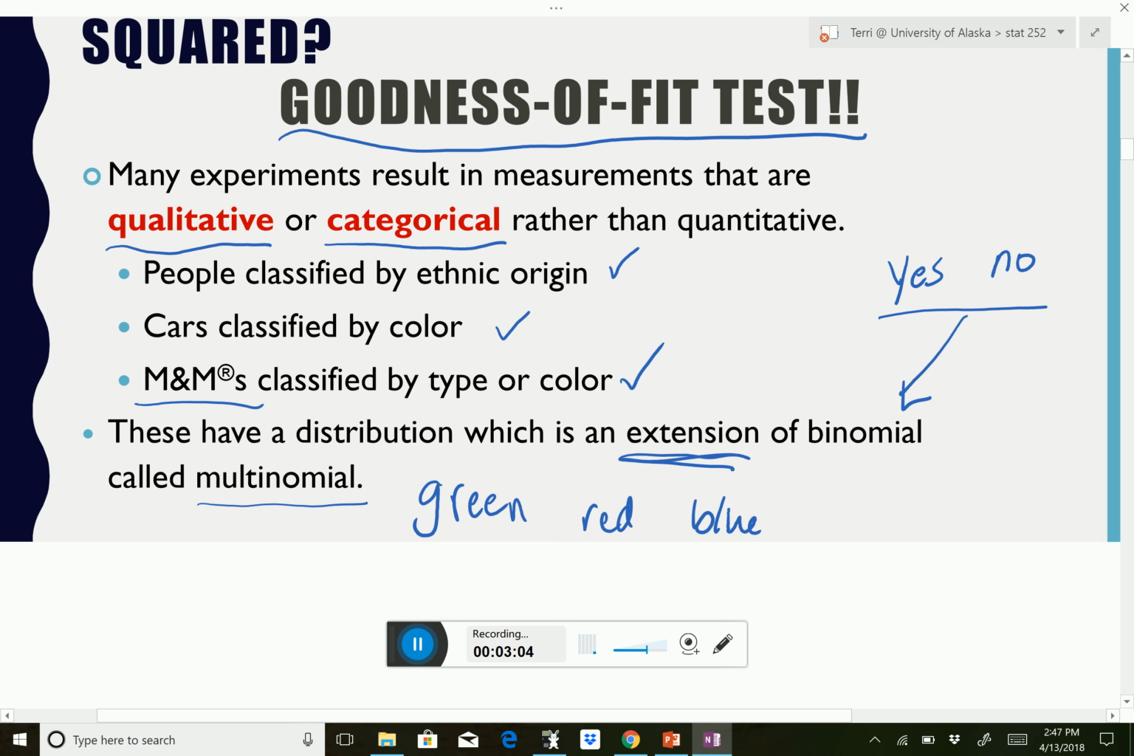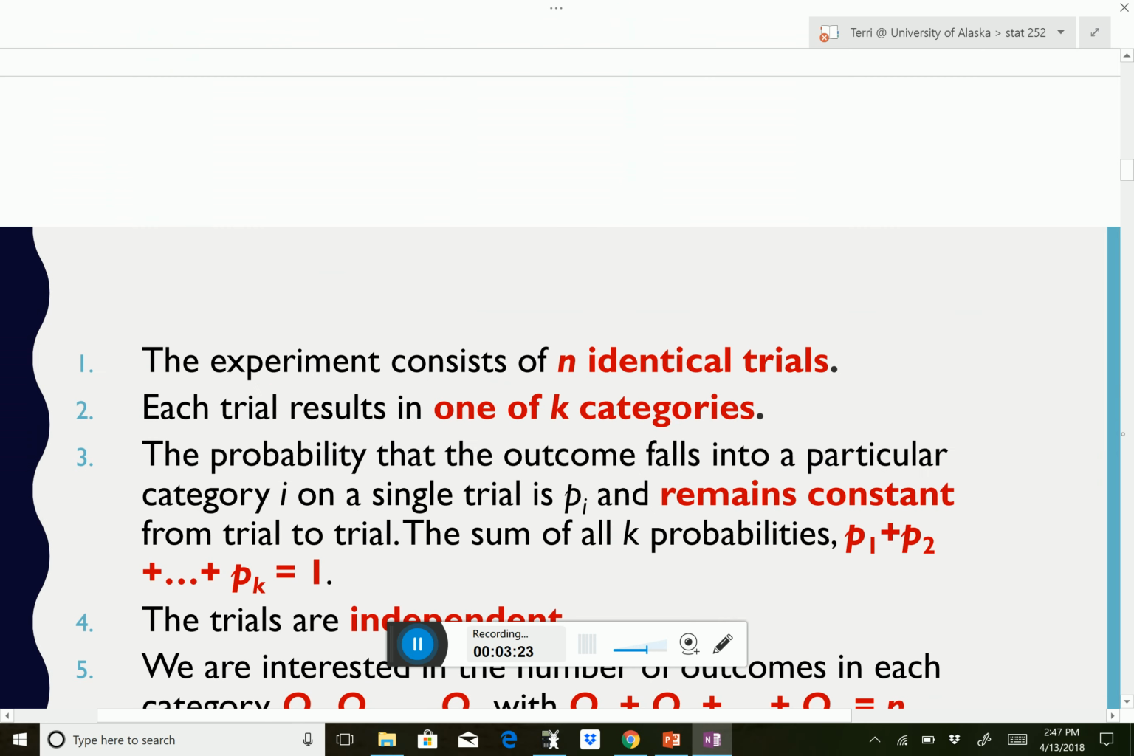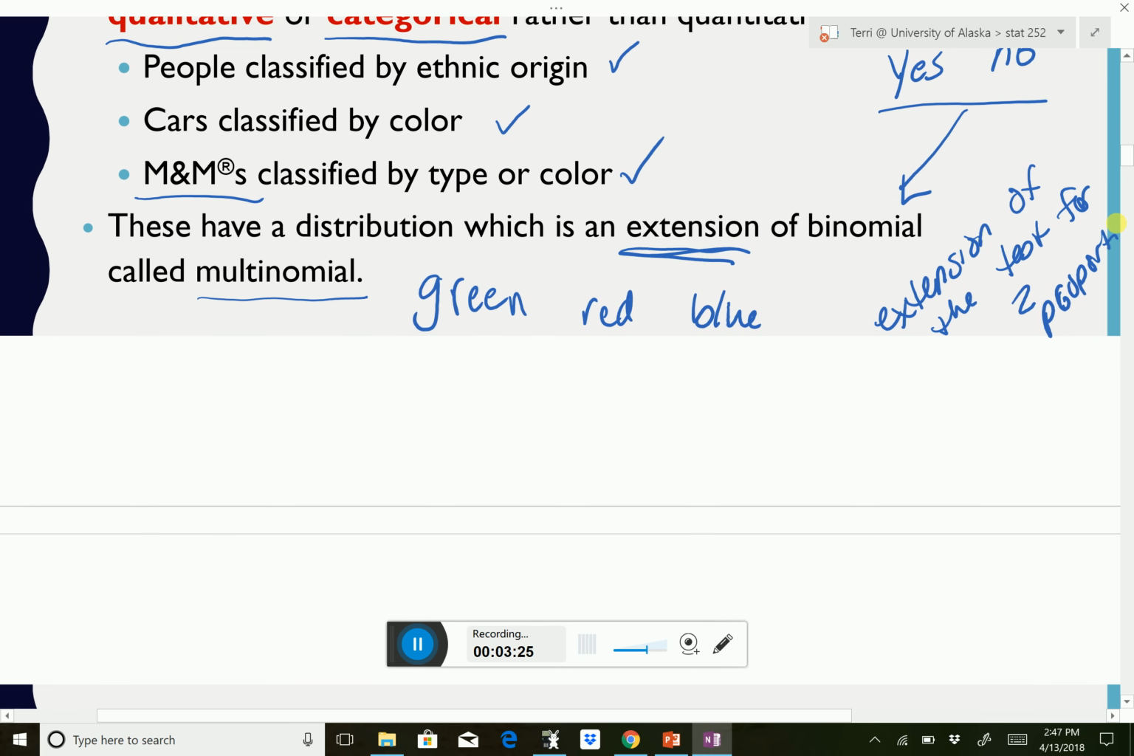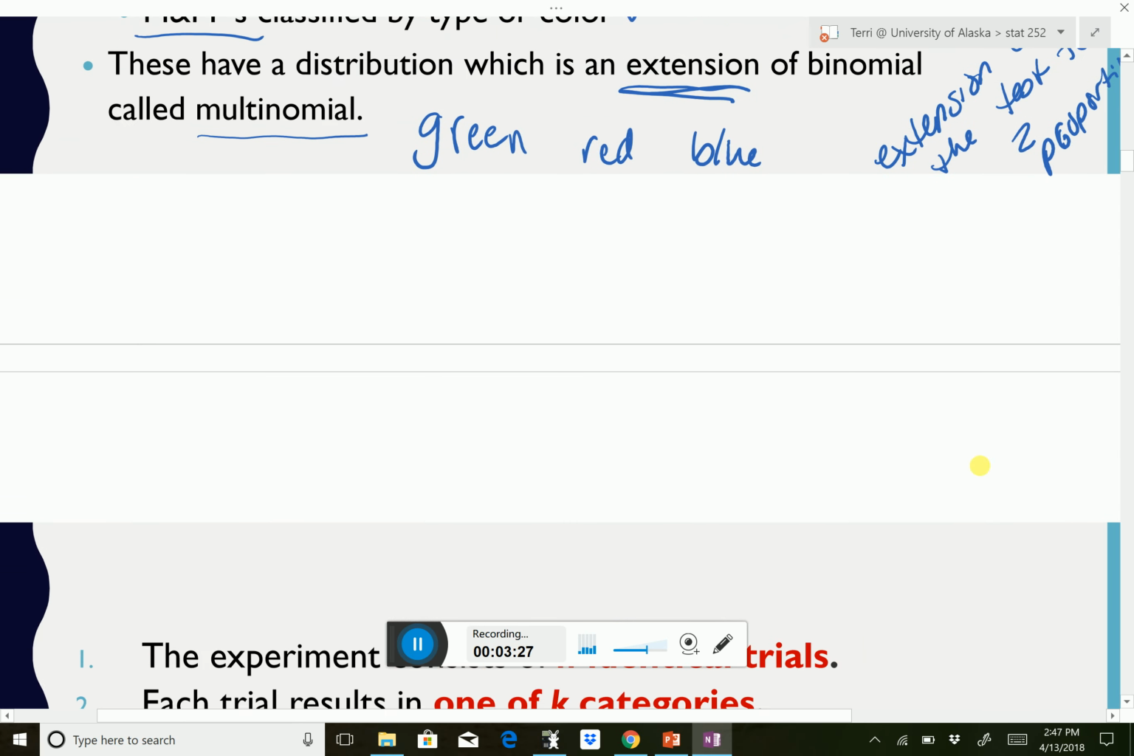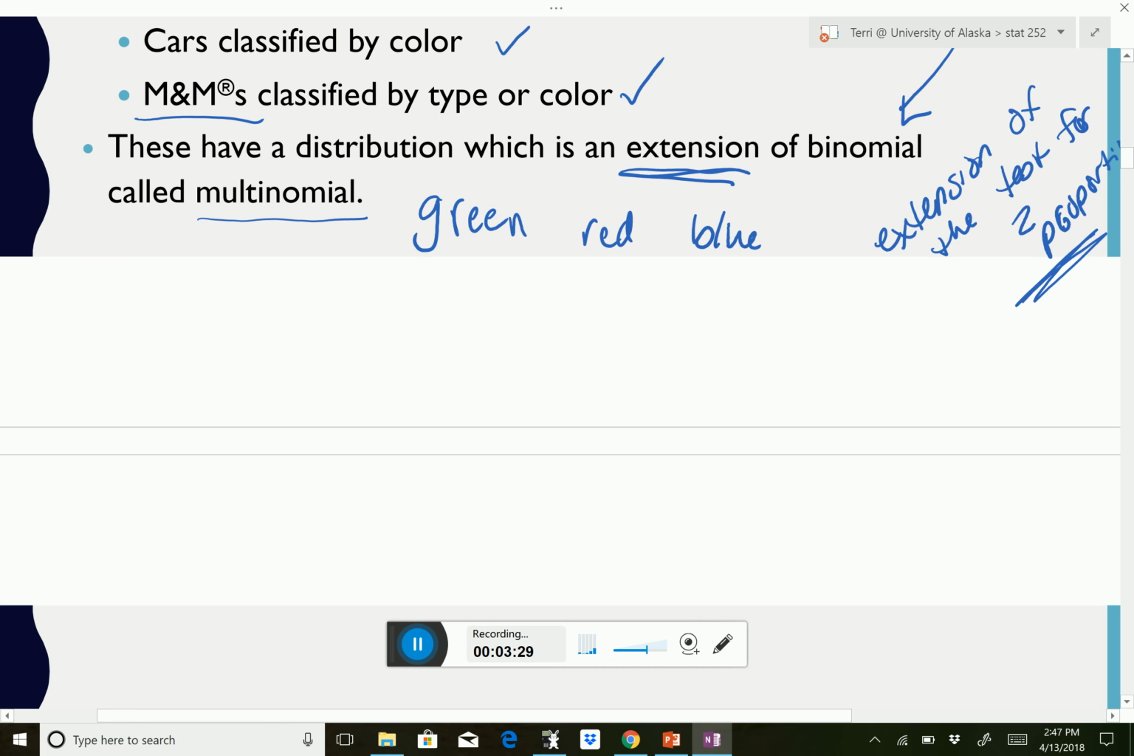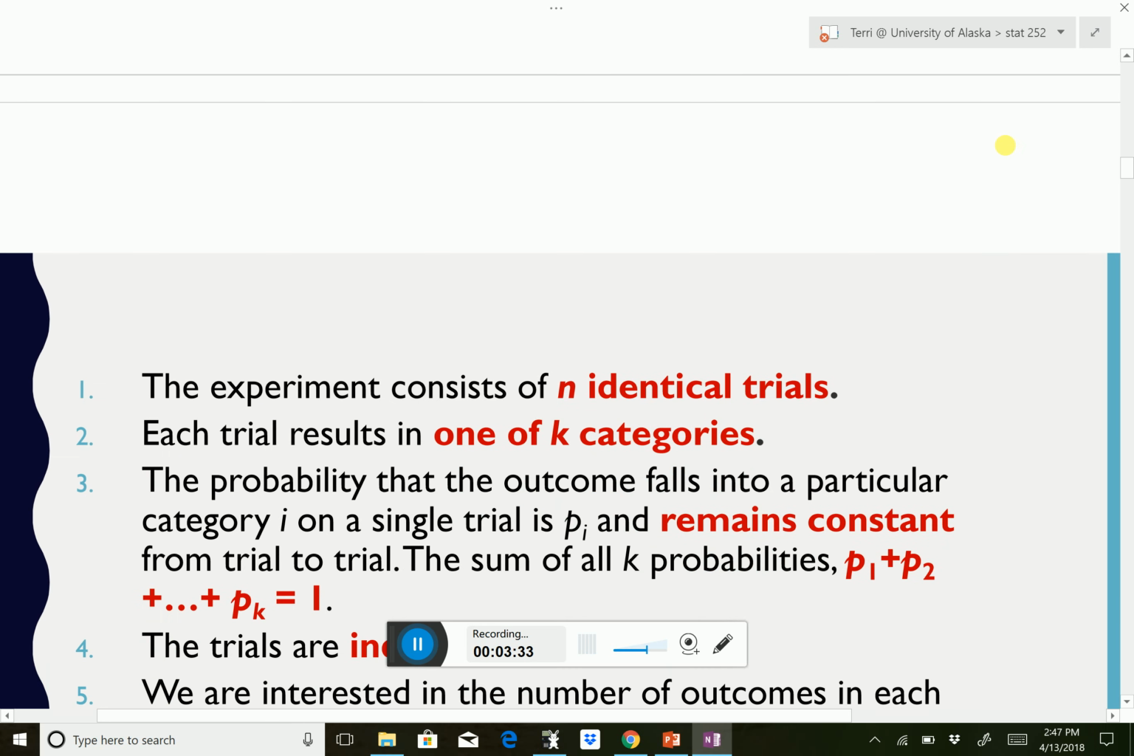And so essentially what we're doing is we're basically doing an extension of the test for 2 proportions, in a way. So instead of a test for 2 proportions, now we have more than 2 proportions.